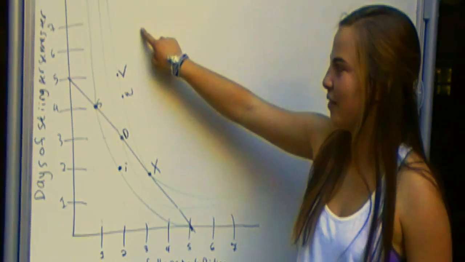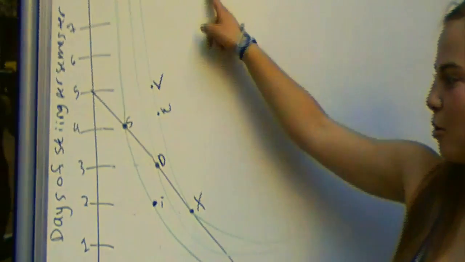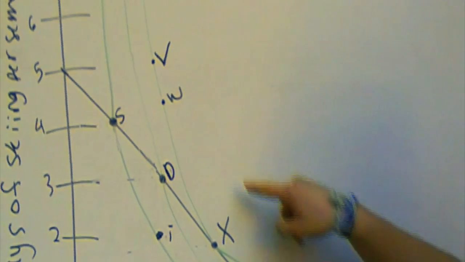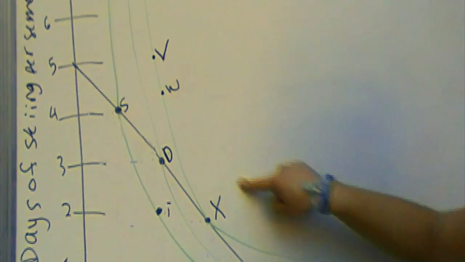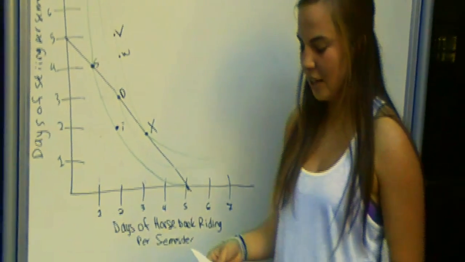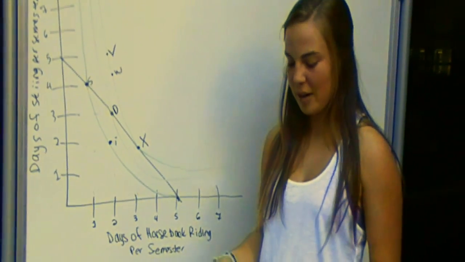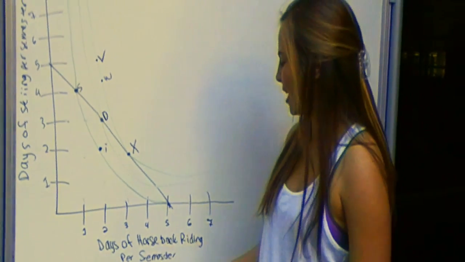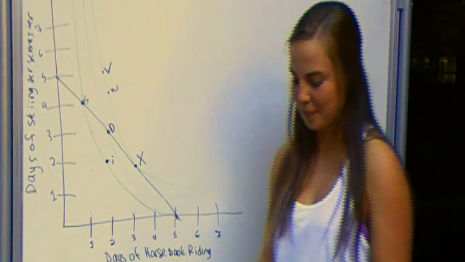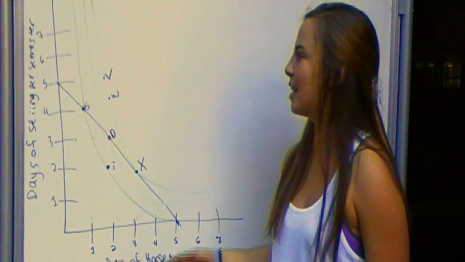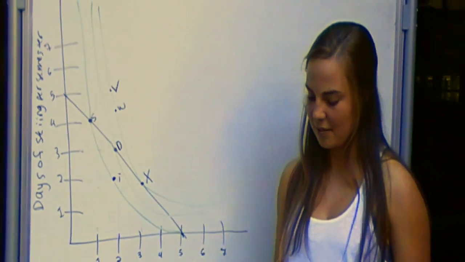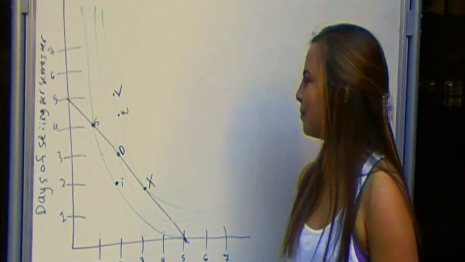Here shown, the indifference curves are the green downward sloping lines. V, W, and X are all points on the farthest indifference curve to the right. Indifference curves show the combination of two goods or events, in this case, days of horseback riding per semester and days of skiing per semester, that represent the same total utility. Utility is the total satisfaction of consuming a good.